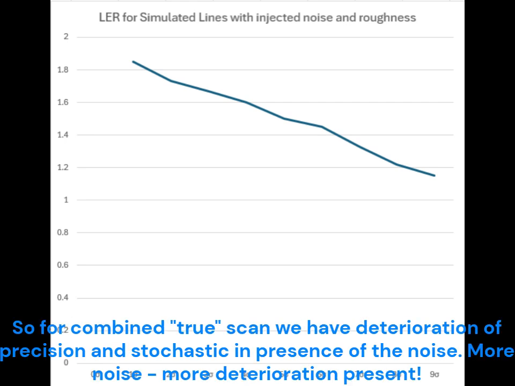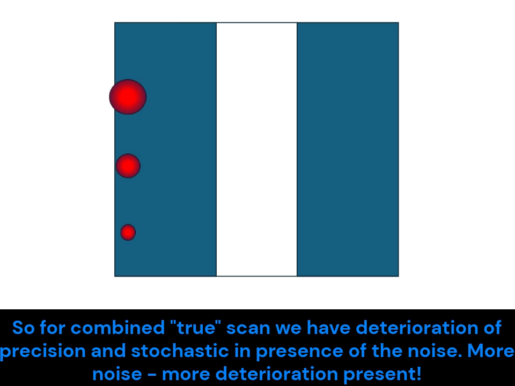So for the combined true scan, we have deterioration of precision and stochastics in the presence of noise. More noise, more deterioration.